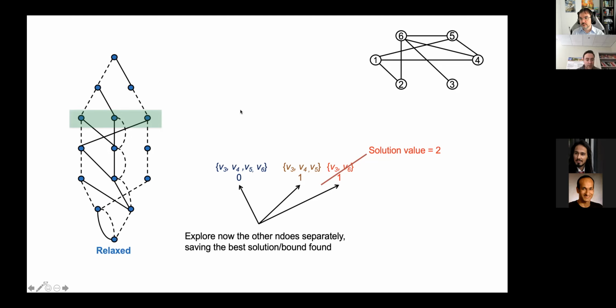Anything to add there, Andre? No, another way of thinking, I think, is that you're lazily generating the diagram. So you build a diagram to a layer, then you take one of the nodes and generate the diagram there. Then you find the best solution for that particular node, you throw that node away, and then you do this one node at a time.